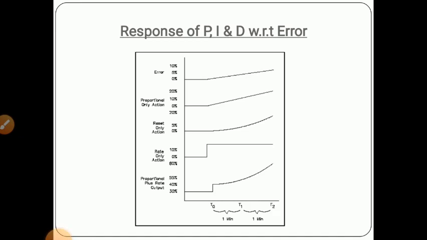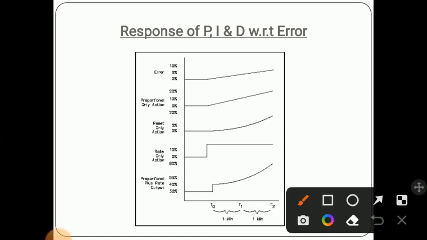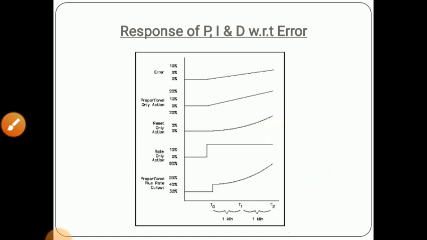So from this you should understand what type of control action you want in your particular application. Suppose in a particular application you want a stable output, at that time you can go for derivative. If you want the curvature output to be controlled, continuously increasing, at that time you go for integral. If you want both, then you can go for proportional plus rate output. So like this you can select a particular control action depending upon your application.